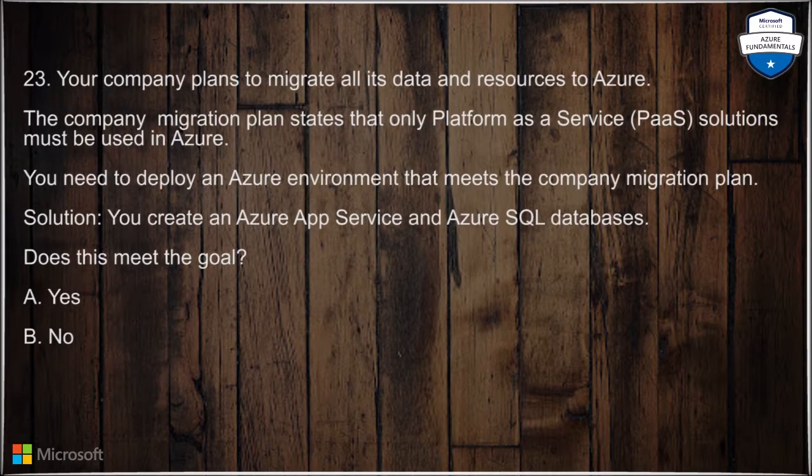Your company plans to migrate all its data and resources to Azure. The company migration plan states that only Platform as a Service (PaaS) solutions must be used in Azure. You need to deploy an Azure environment that meets the company migration plan. Solution: you create an Azure App Service and Azure SQL databases. Does this meet the goal?